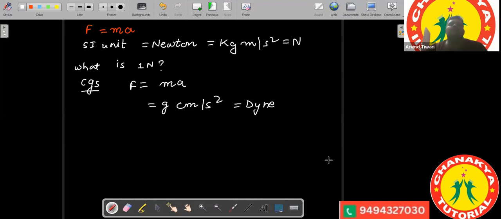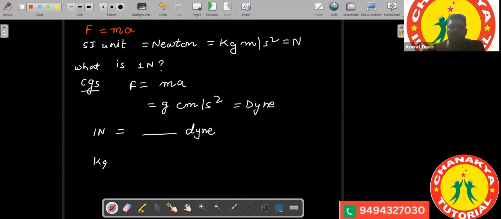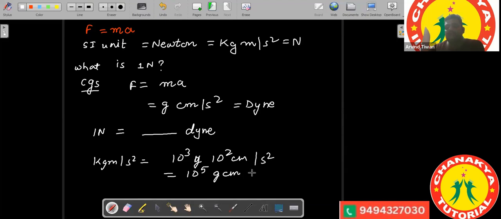Okay. So the SI unit is Newton, and the CGS unit is dyne. Now, can we obtain an equivalence, that is, 1 Newton is equal to how many dyne? We want to find this out. It is equal to 10 to the power 5. You can convert as 1 Newton is kilogram meter per second square. Kilogram to gram is 10 to the power 3. Meter to centimeter is 10 to the power 2. And per second square remains the same. So you have 10 to the power 5 gram centimeter per second square.